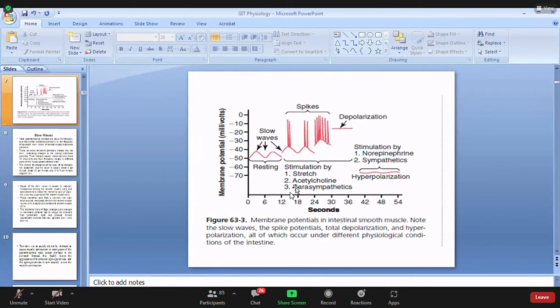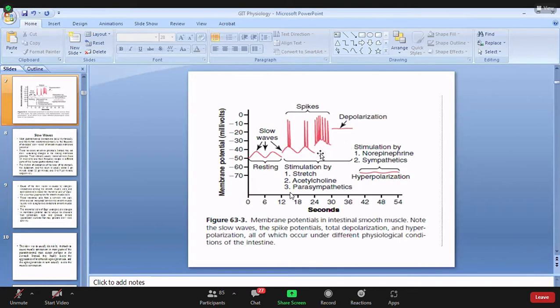And from this figure, you can see that these are the stimulants. The stimulants are the stretch, acetylcholine, and parasympathetic stimulation. And we will learn about the sympathetic and parasympathetic stimulation of the GI tract. Actually, parasympathetic stimulation causes the emptying of the GI tract, and what has to be done for emptying the GI tract is done by the parasympathetic nerve stimulation.